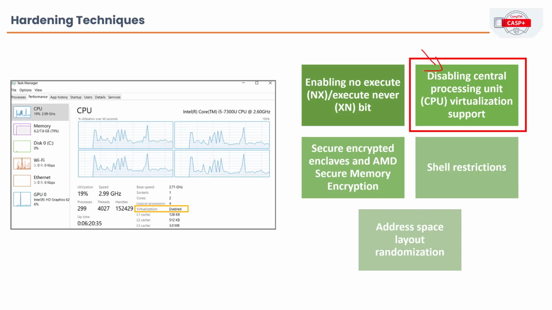Next is disabling the CPU virtualization support. The endpoint device's firmware settings are typically where you can find the setting for virtualization support. Virtual images may be launched in a hypervisor if it's enabled. For the vast majority of user desktops, this is not typically necessary. If it's enabled, a user might be able to run unauthorized software on a virtual machine.